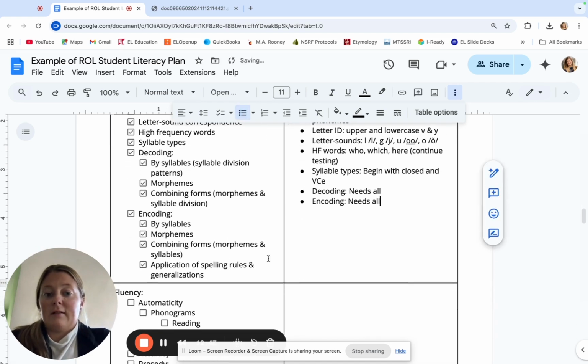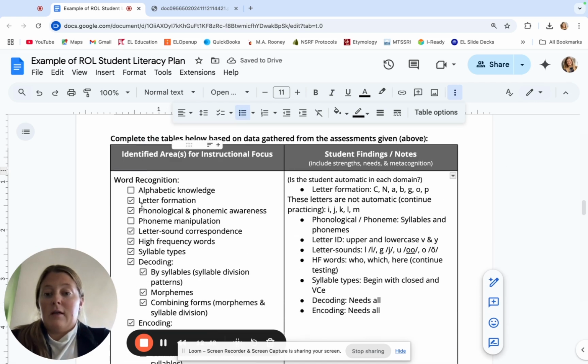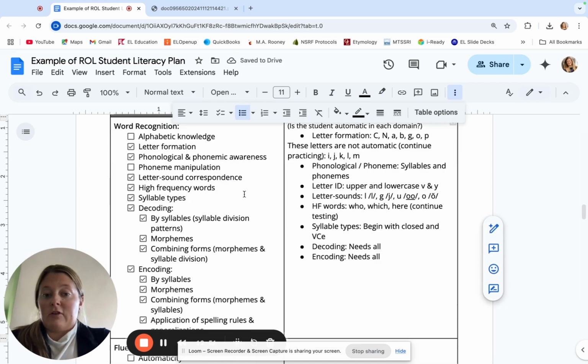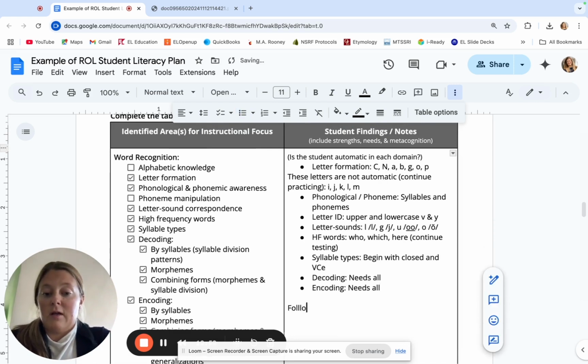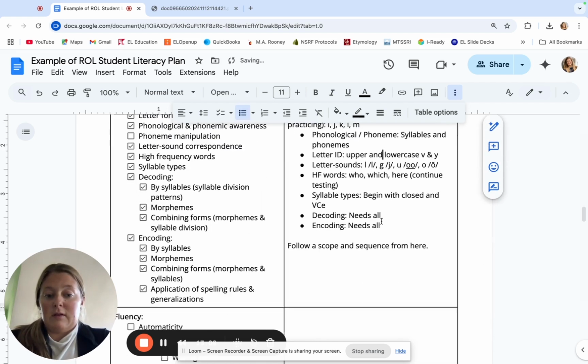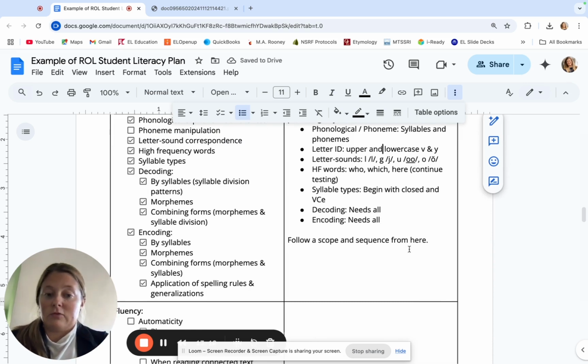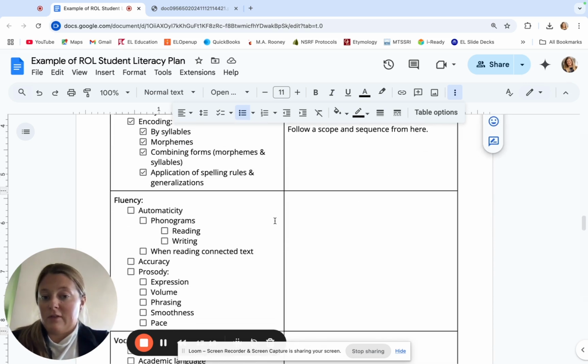Okay, so that's everything for the instructional focus for reading words. So we would start with those concepts and then just keep progressing from there. So we would follow a scope and sequence, and go into vowel teams and r-controlled and all that, just following the scope and sequence.